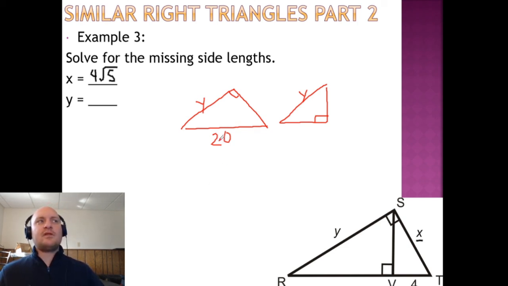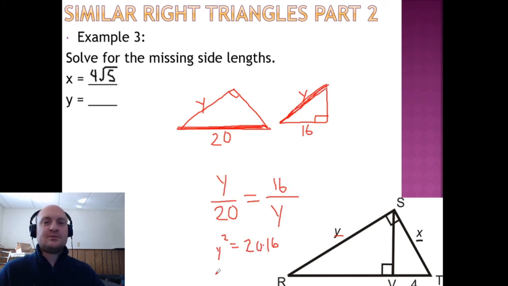See, I end up with the largest triangle with y and 20, and the middle-sized triangle with y and, well, hold on, it'd be 20, take away 4, so it'd be 16. All right, let's build a proportion between these two. This will also become a geometric mean problem. I'm going to have to cross multiply and square root.